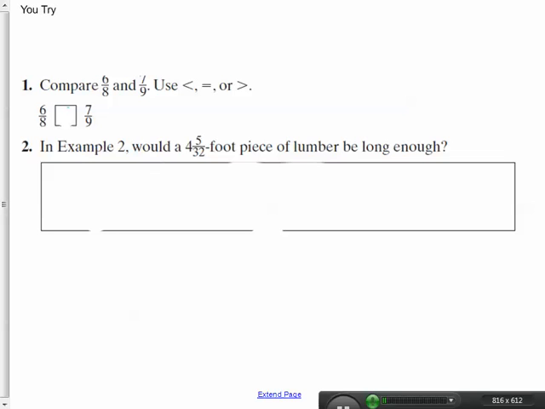All right, let's see how we did here. First thing I'm going to do is find out what my common denominator is going to be, 72. So I'm comparing 54 over 72 and 56 over 72. So which one's going to be smaller? 6/8 is smaller than 7/9.